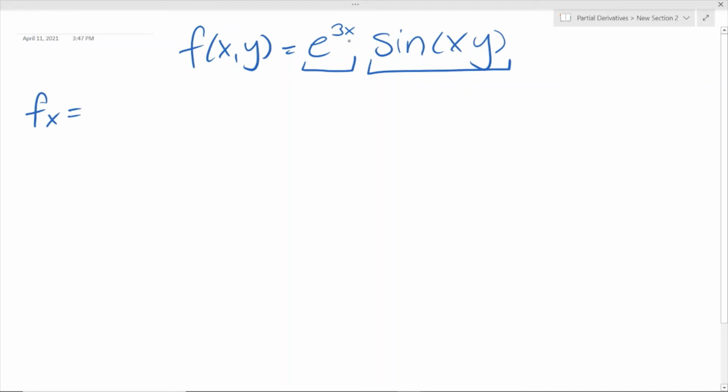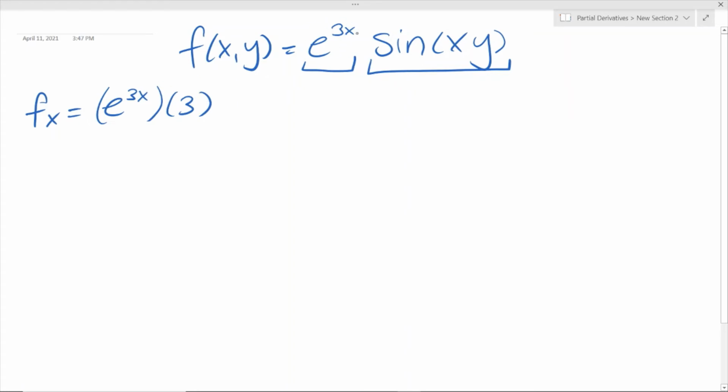So in this case, we're going to differentiate e to the exponent of 3x. And differentiating that, we will get basically e to the exponent of 3x, right? And then we have to use the chain rule. So 3x, the derivative of 3x is going to just be 3. And then we have the derivative of this part.